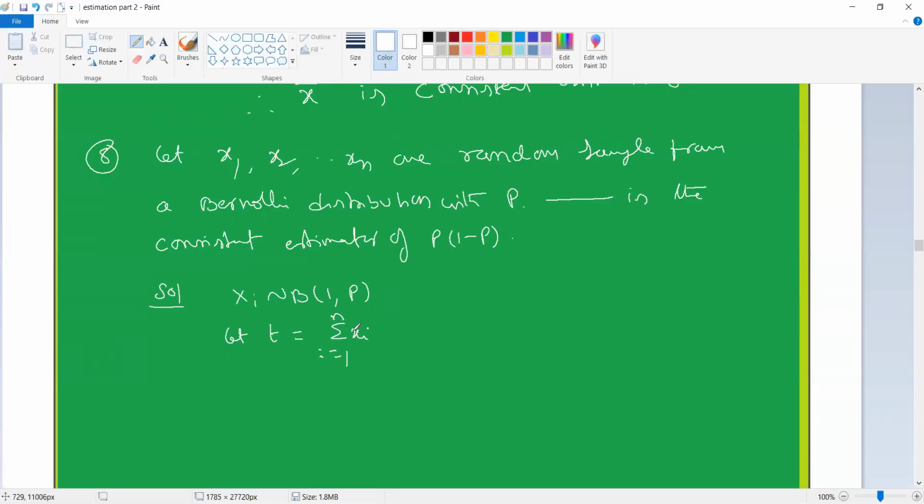So T is equal to summation xi is suitable here. This sum of Bernoullis follows binomial distribution n comma p. Immediately we can write the expectation of T is equal to np. So variance of T is equal to np into 1 minus p. Easily we can write this.